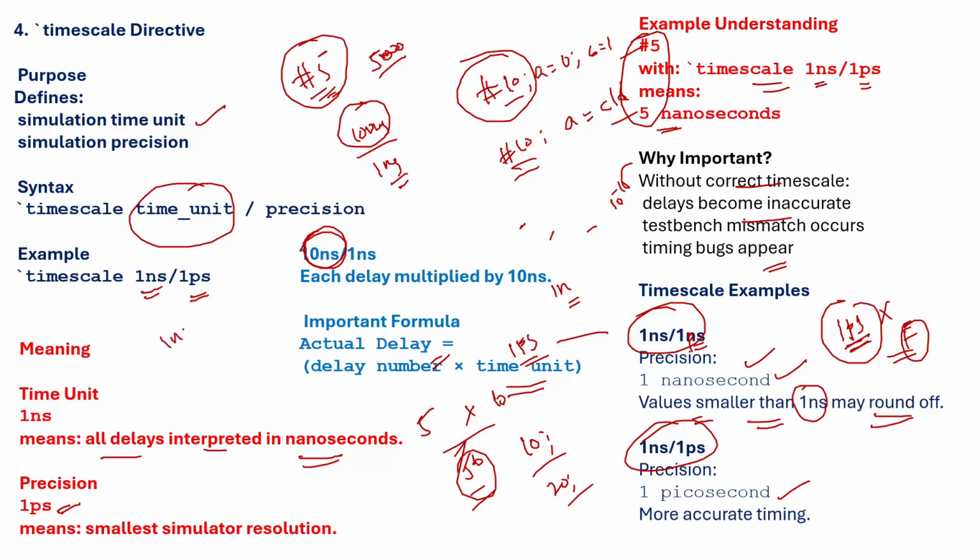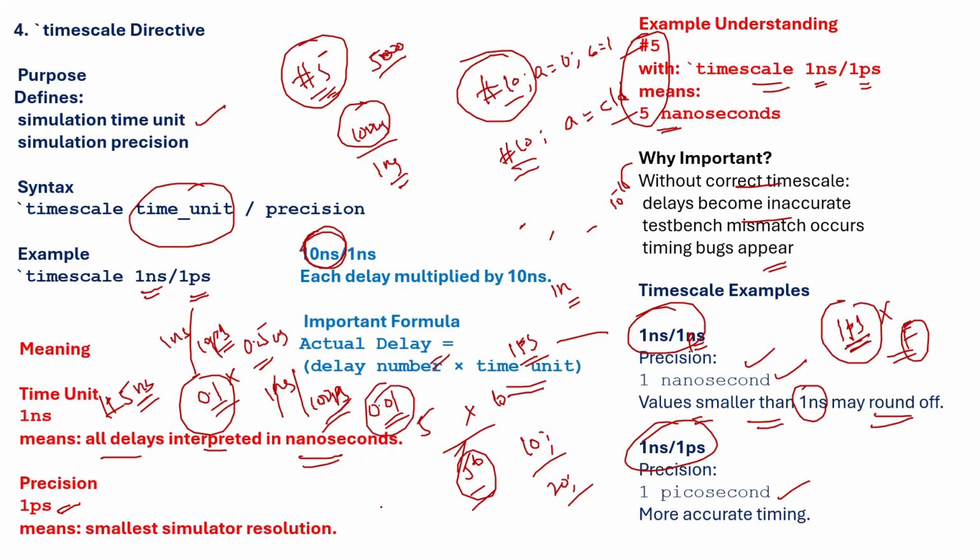Suppose 1 nanosecond by 10 picoseconds is considered, then each and every time 0.1 will be considered. Or 1 nanosecond by 100 picoseconds means 0.01 will be considered. That means whatever the actual delay we have, 5 nanoseconds, hash 5, should be multiplied with 0.1, then you will get 0.5 nanoseconds. And here, for 100 picoseconds, it is 0.01. So if the delay is 5, then your actual delay is 0.05. In this way it will be considered.